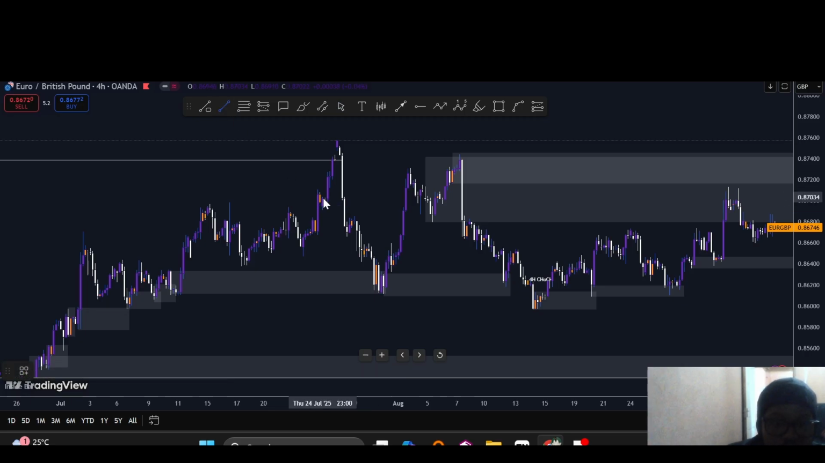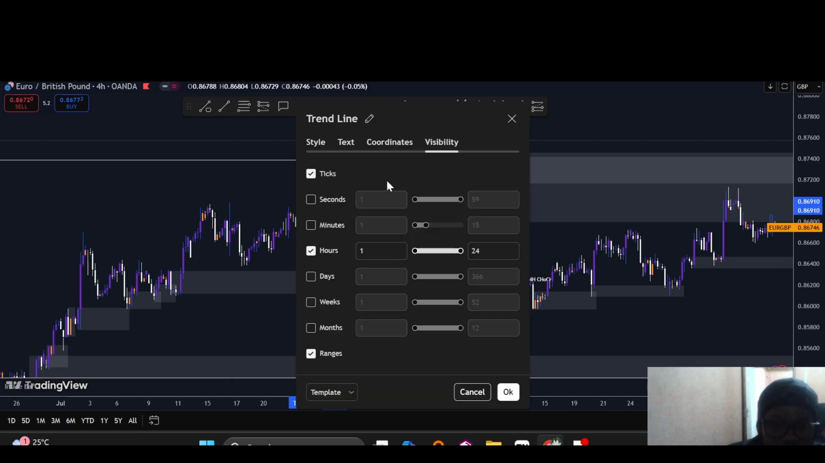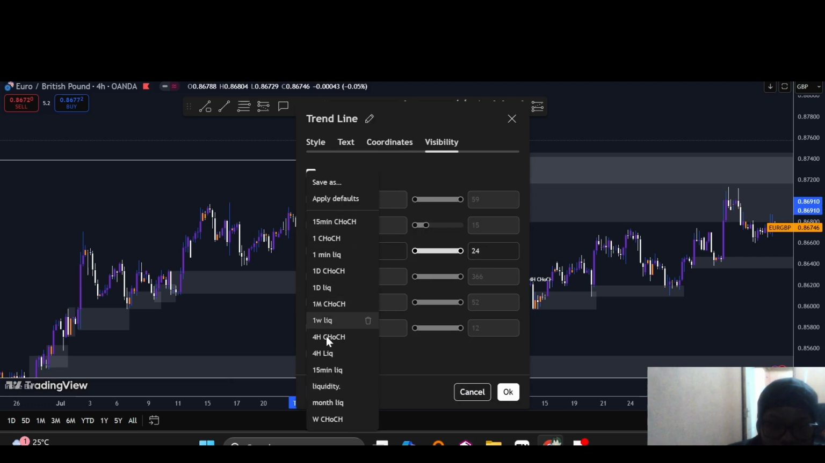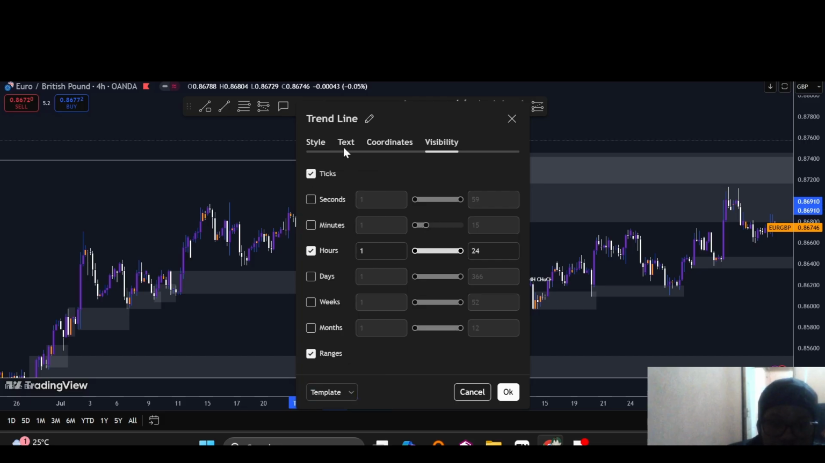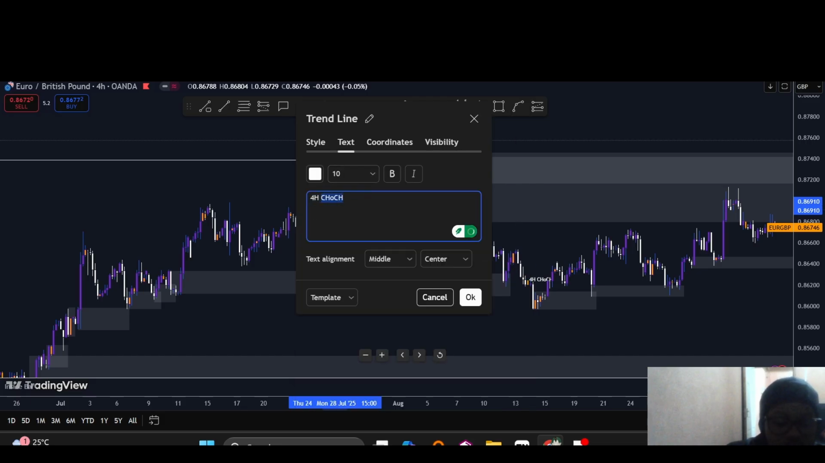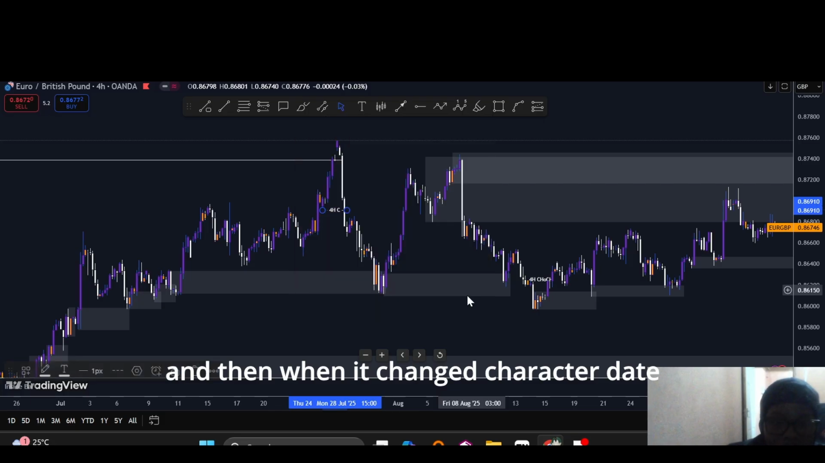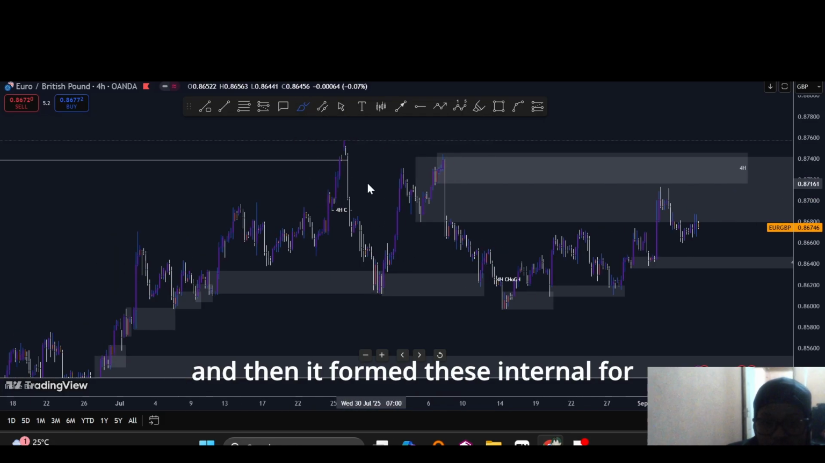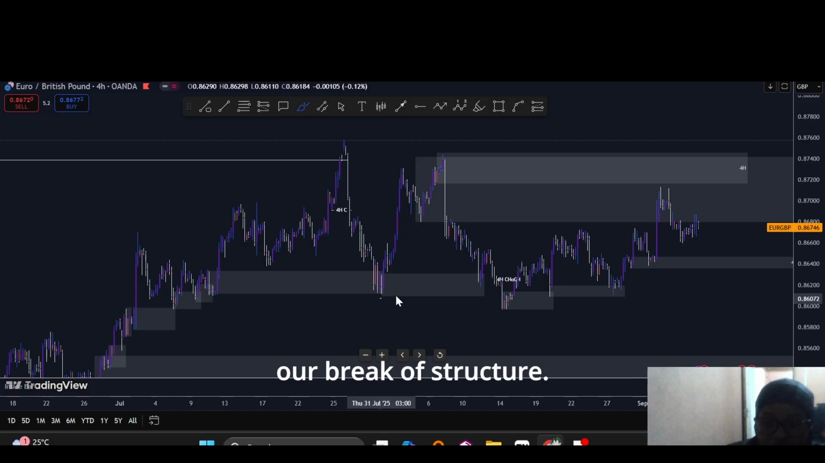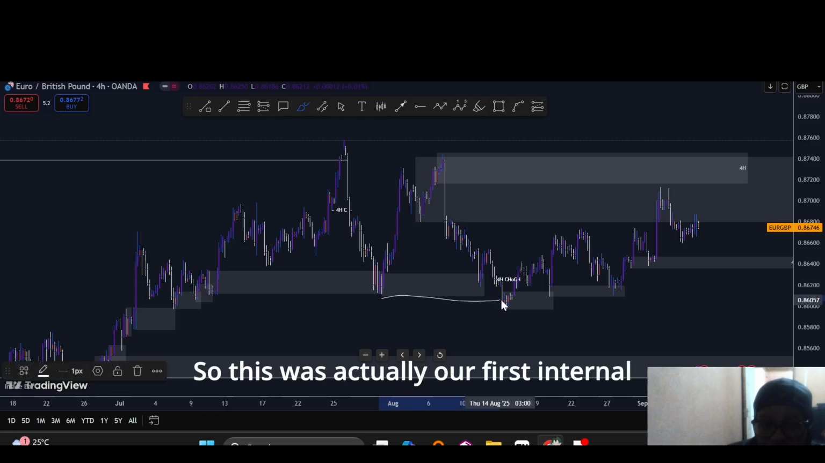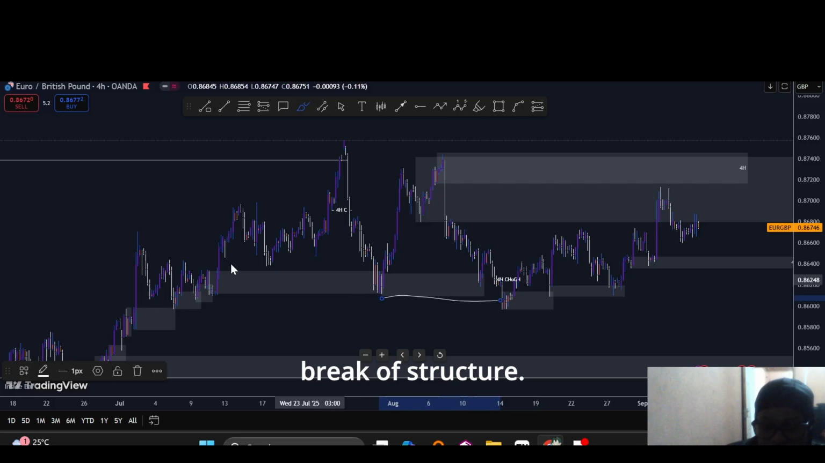let's just use this tool. Okay, let's fix that. Let's go to this. Just want to see. Cool. So price changed character here, and then when it changed character there, it formed this internal 4-hour break of structure. So this was actually our first internal break of structure.